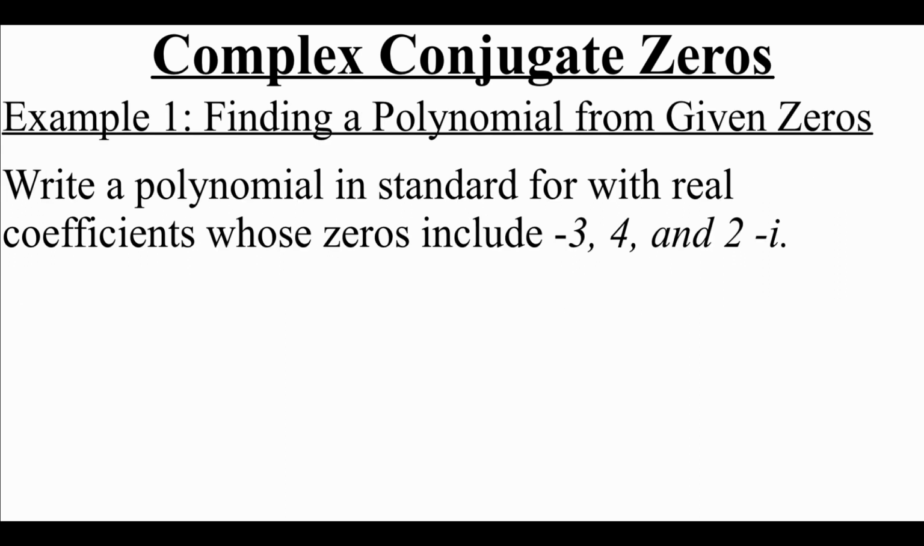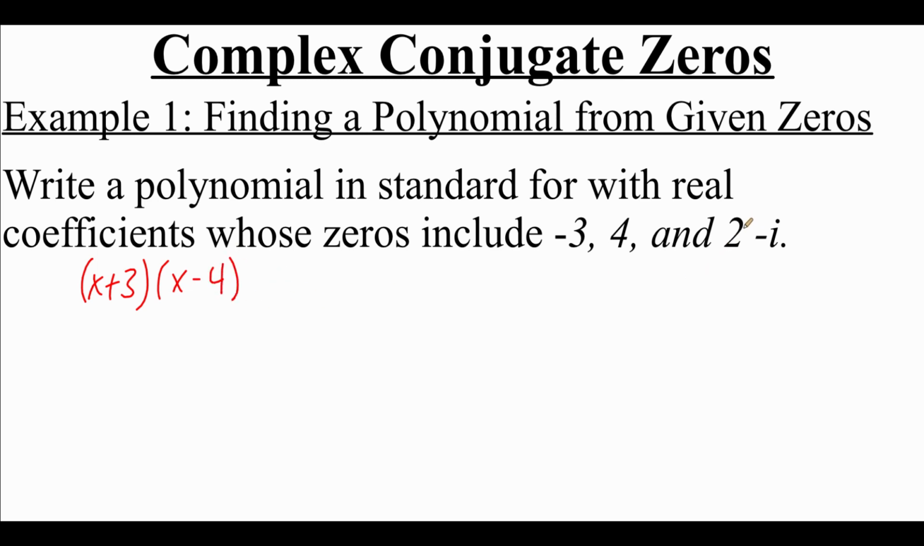So let's say we wanted to find a polynomial given some zeros. So we are given zeros of -3, 4, and 2 minus i. If we're trying to build this polynomial function, then we want to think about the factors that would give us these zeros. So if we're looking at the -3 first, then the factor that would give us -3 as an answer would be x plus 3. And if we're thinking about the 4 as a zero, then the factor there would be x minus 4.